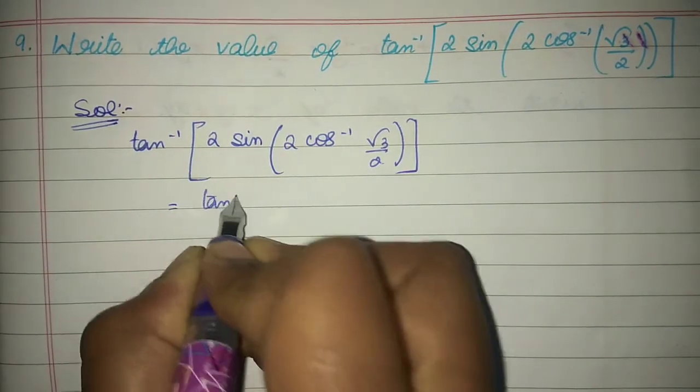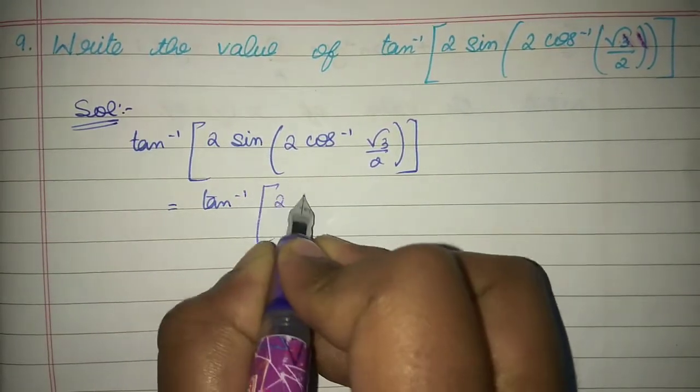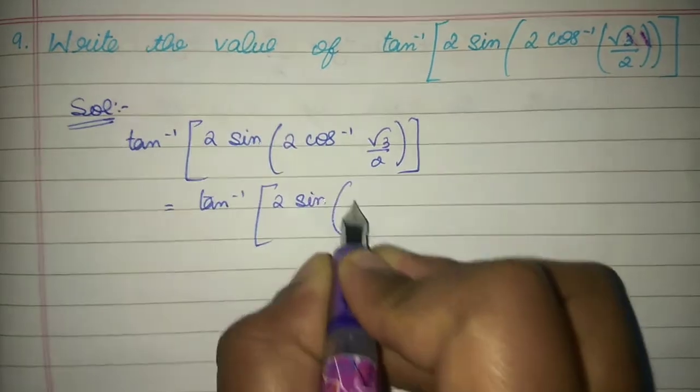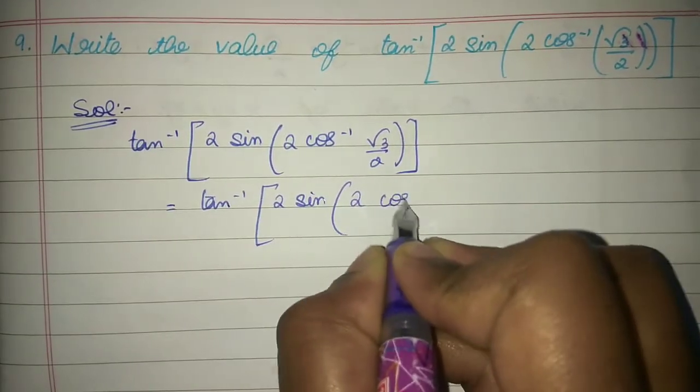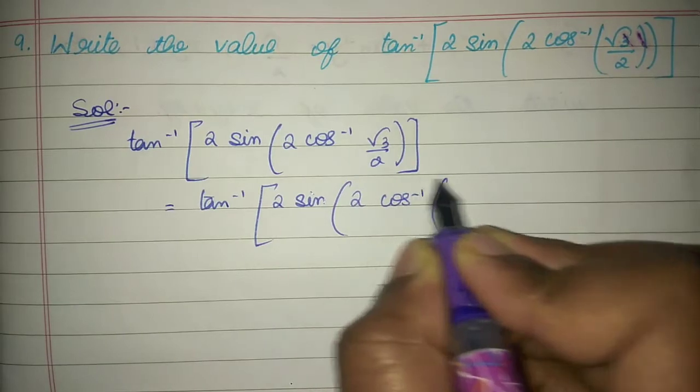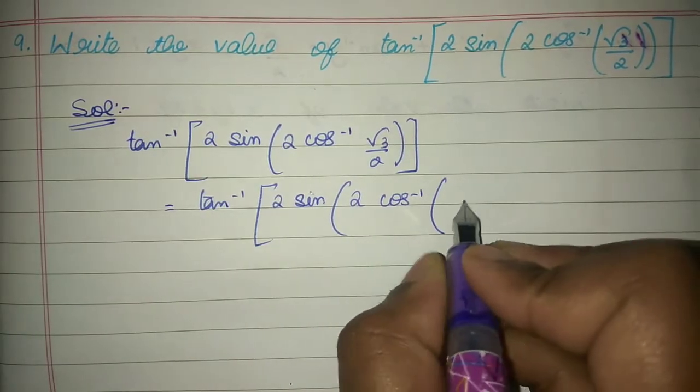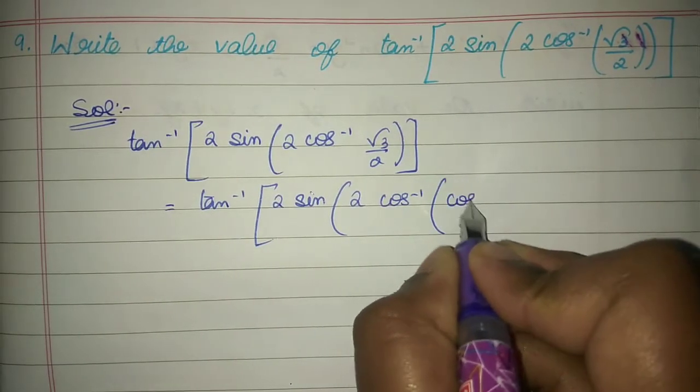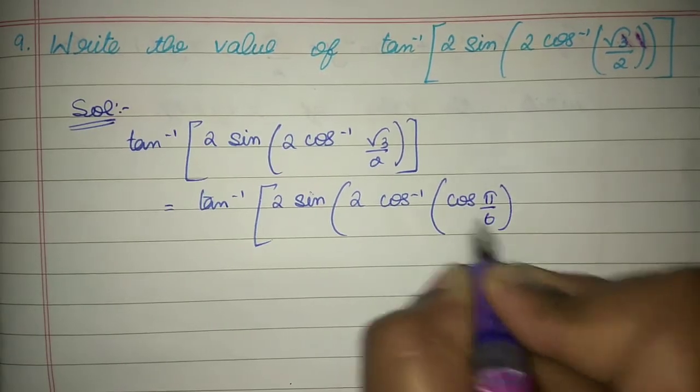So tan inverse of 2 sine of 2 cos inverse of, where is cos root 3 by 2? It is at pi by 6. So cos pi by 6.